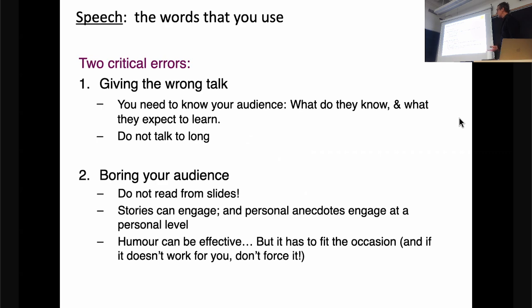Okay, so first of all, about speech. Two things you want to avoid are giving the wrong talk or boring your audience. So giving the wrong talk might mean either you use diction that is unclear or scientific buzzwords that are not known to your audience, or you talk too long. That's also giving the wrong talk. Someone expects a half-hour talk, you give them an hour-and-a-half talk.